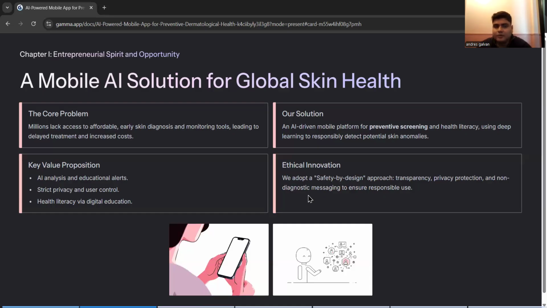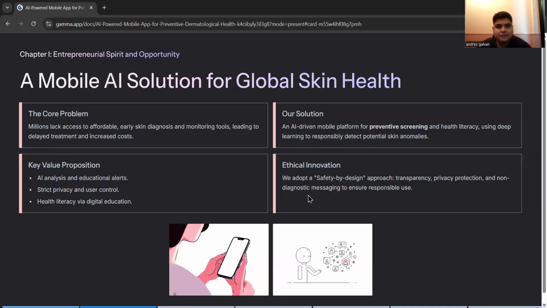Unlike other products, our key value proposition is that we are not overpromising or spreading misinformation. It is not diagnostic, it is educational and preventive. This social value contributes to awareness and accessibility, and helps users take early action, while also reducing costs and reducing anxiety for many people who have issues with their skincare.